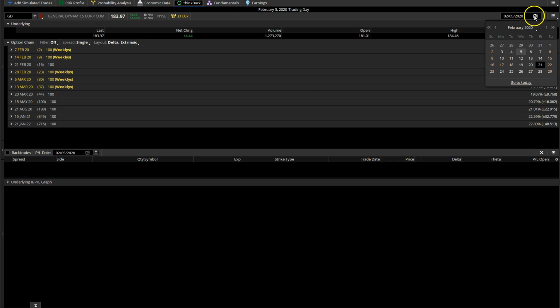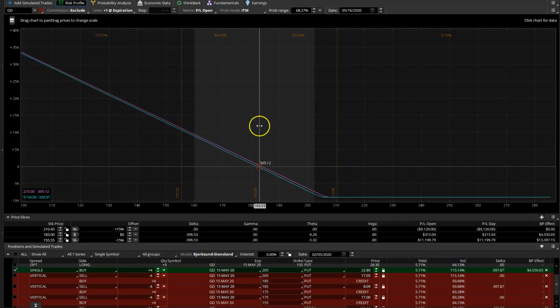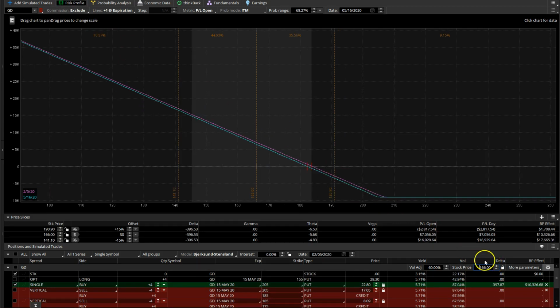So on the 27th of February, the price was at 166. So right now, if we go here to 166, already I'm making money in this trade. So I can do a couple of things. I can decide to just close it out and take profit. It will be like 7,000 out of 9,000, so around 80% return. So that will be a great result.